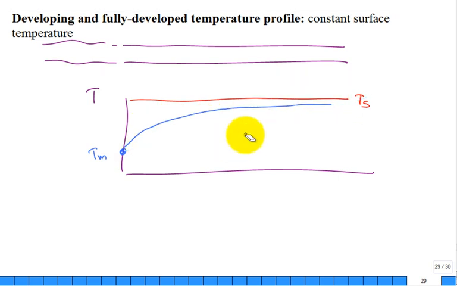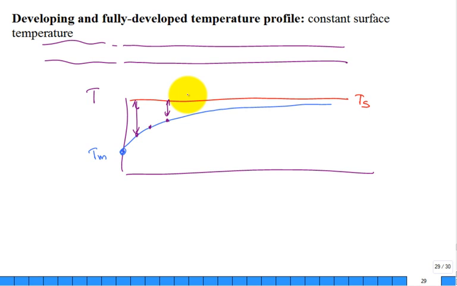What does that curve look like? Your favorite curve, the hyperbolic? No, it's not hyperbolic. It's a Bessel function? No, it's not a Bessel function. It's a sine wave? No, it's not a sine wave. What is it? Exponential. So what happens is you have a larger delta T that drives the heat transfer early on, but once you've added some heat into the fluid, the mean temperature increases and the delta T decreases. You're getting closer to the surface temperature.